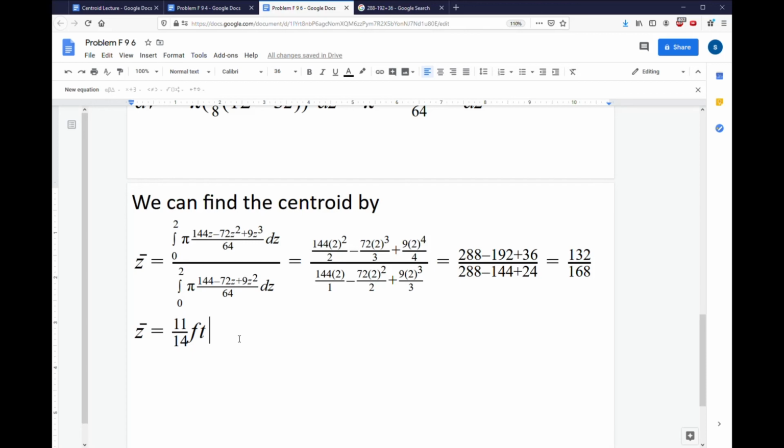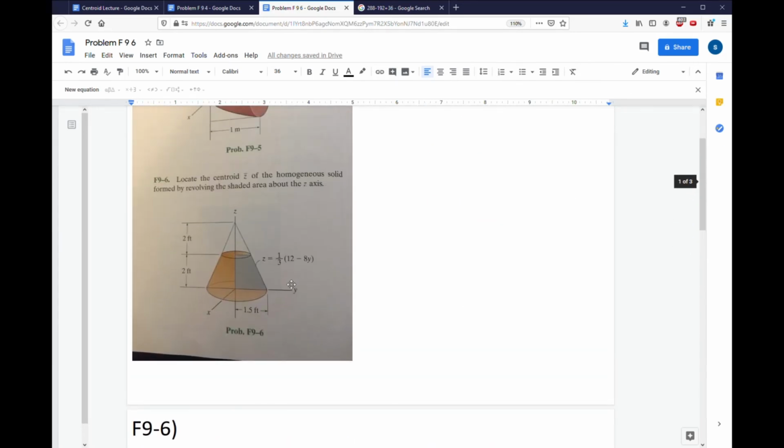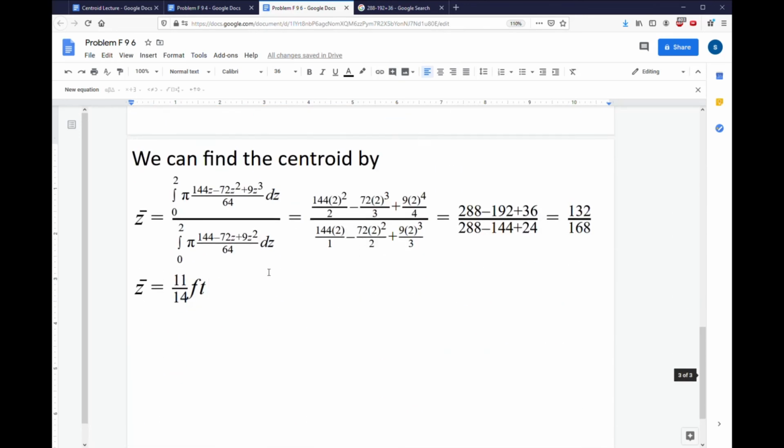Now, one reason why I knew that my original answer was wrong is because given this shape right here, the centroid should be in the lower half. It should be less than 1 foot. Because this whole thing is 2 feet tall, weighted towards the bottom, it should be less than 1 foot. The answer I had before was greater than 1 foot, so I rechecked my arithmetic and I found this correct answer.